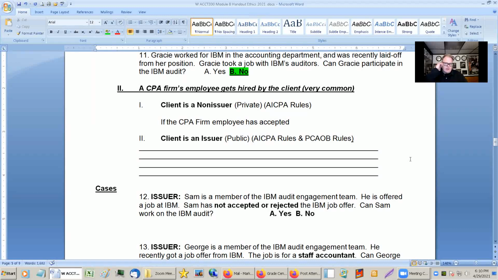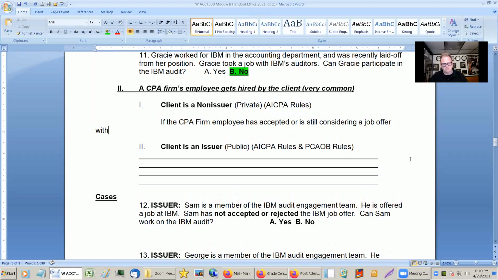if the CPA firm employee is accepted or is still considering the client, they must be taken off the audit.